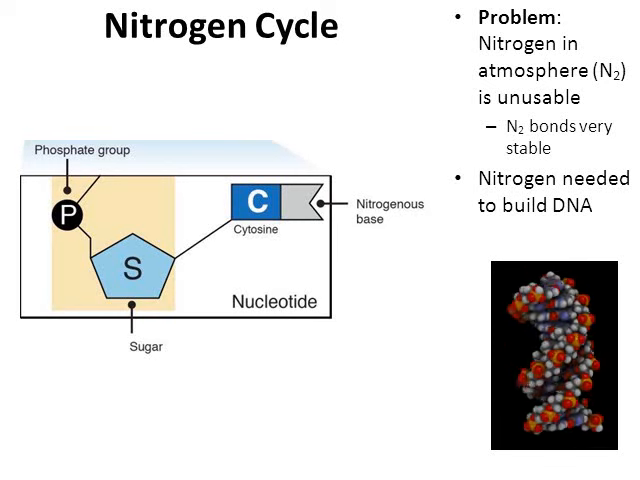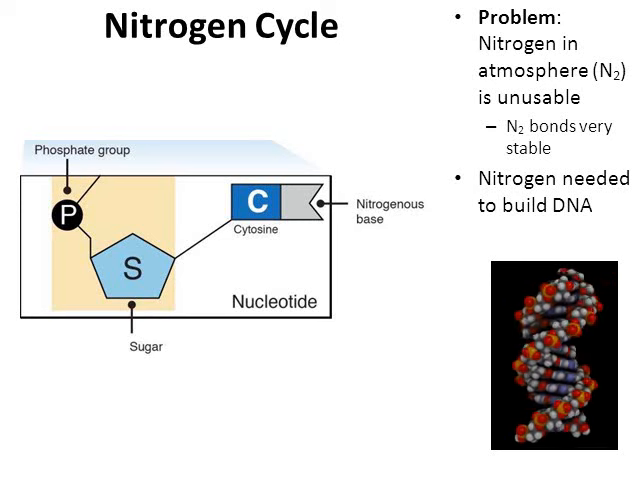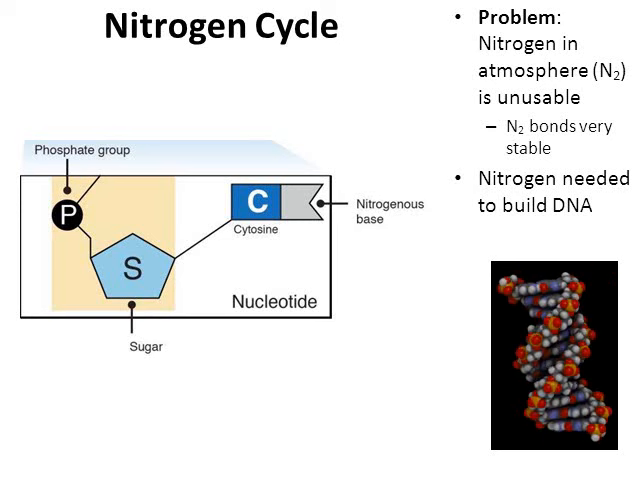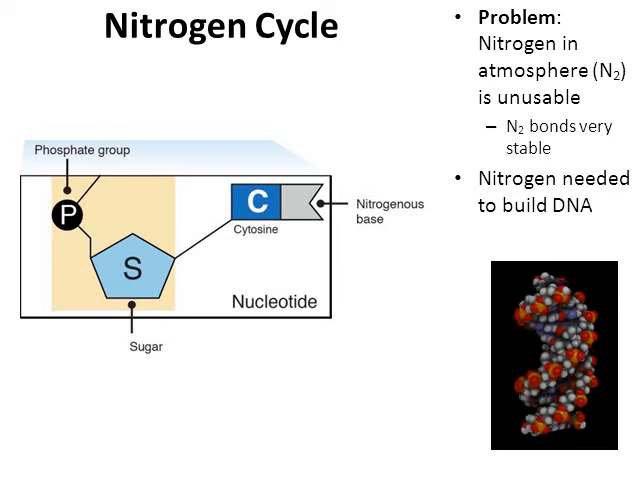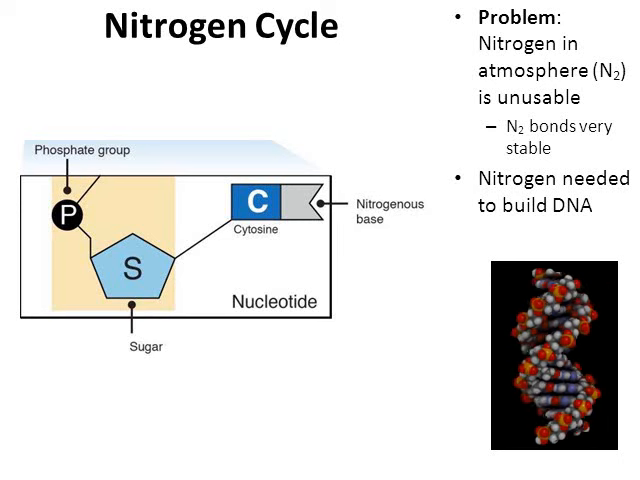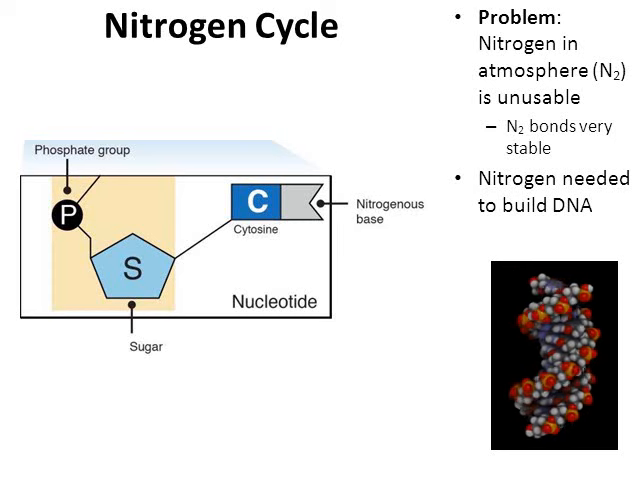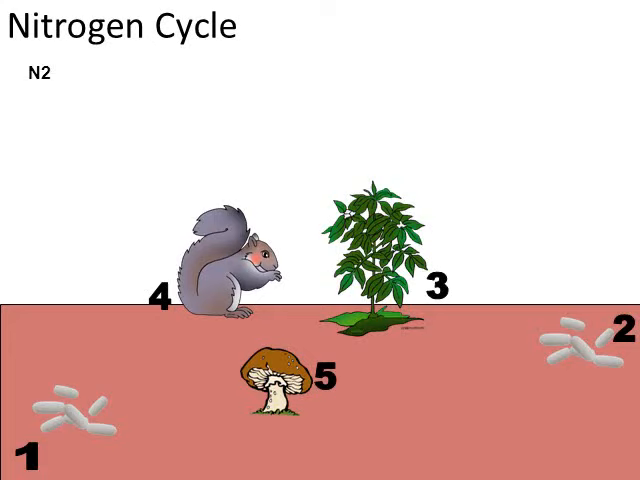We look at this picture of a nucleotide that we saw earlier, and again, DNA is made up of 4 nitrogen bases: A, T, C, G, adenine, thymine, cytosine, guanine. They all have nitrogen in them. So the fact that DNA is made from nitrogen is a pretty good reason why we need it. Well, let's go ahead and get into the cycle.